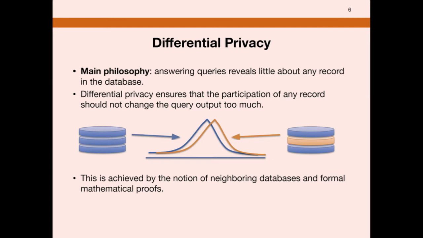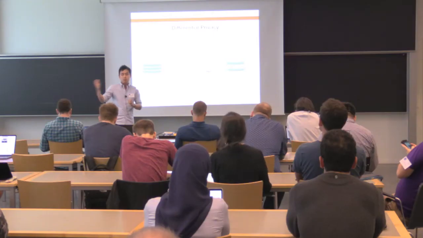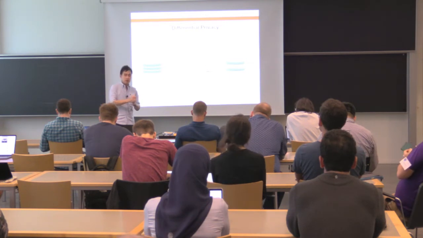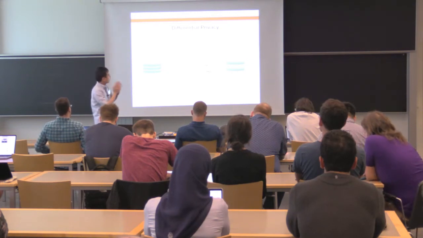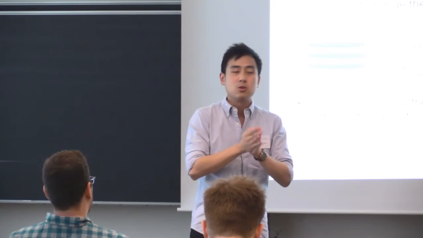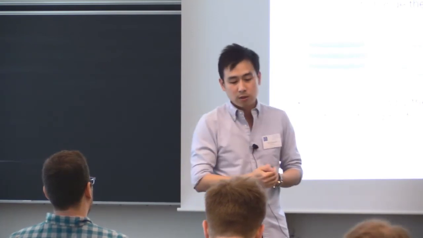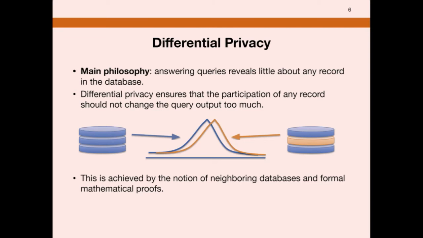We have a database with all blue, and if you put a distribution on output, let's say you have a blue curve here. If you replace one record in the database, you get the database on the right, which is blue and orange. Then you plot the distribution of the output again, let's say you get an orange. In differential privacy, you want to ensure that these two distributions should not change too much when replacing only one record. This is achieved by the notion of neighboring databases, which is exactly what I just described, replacing one record in the database, and a lot of formal mathematical proofs, which I won't get into, fortunately.